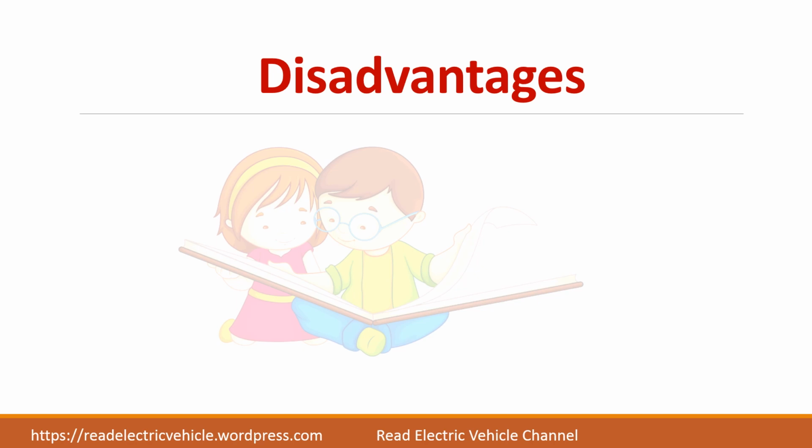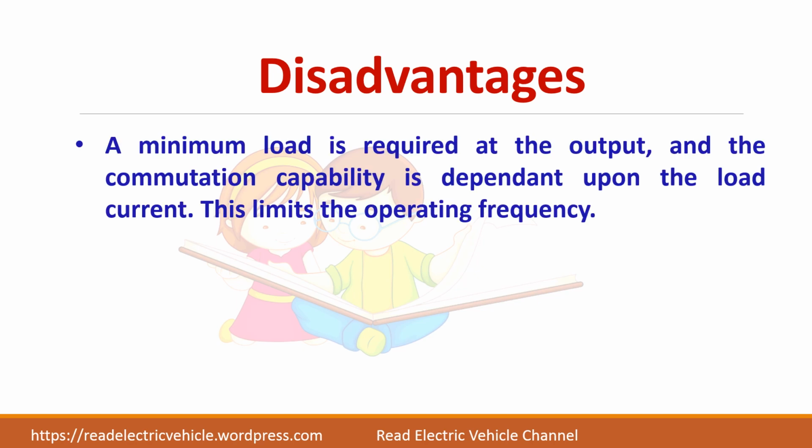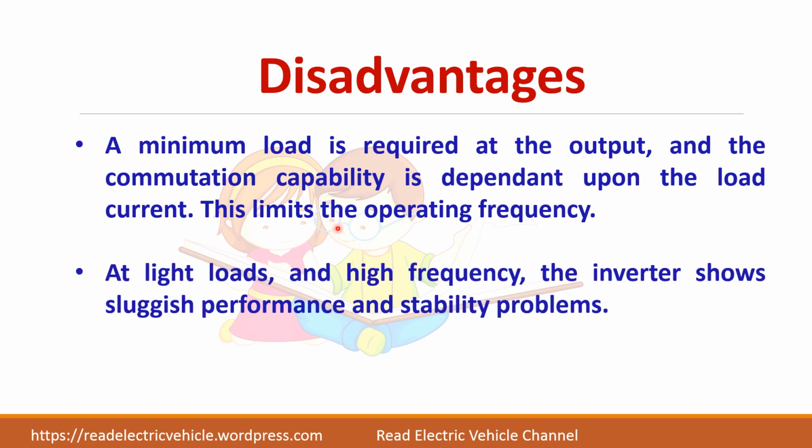So let us see the disadvantages of current source inverter. Always a minimum load is required at the output. There is a limitation for the operating frequency, and at light loads and high frequency, the inverter will give you a sluggish performance.